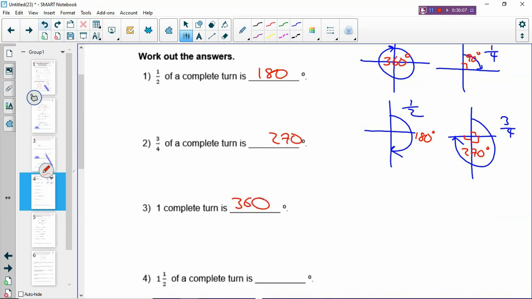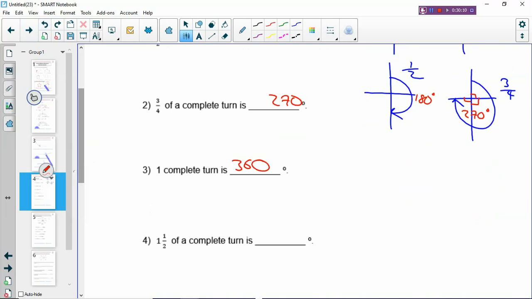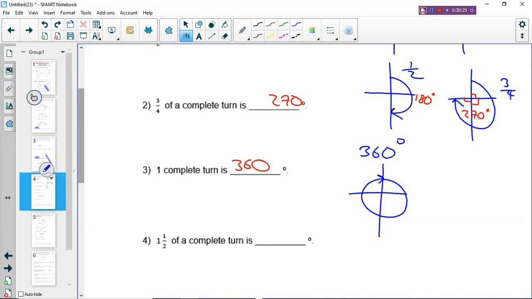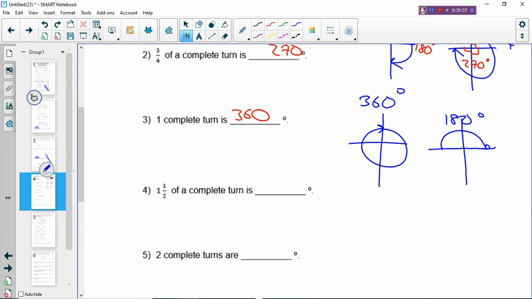And what is 1.5 of a complete turn? How does it look like? First of all, you have one complete turn, which is 360 degrees, one whole, right? And then you have half a complete turn, which can be like that as well. So that will be 180 degrees. And then you add them together. So you should take 360 plus 180, right? So 360 plus 180 degrees.